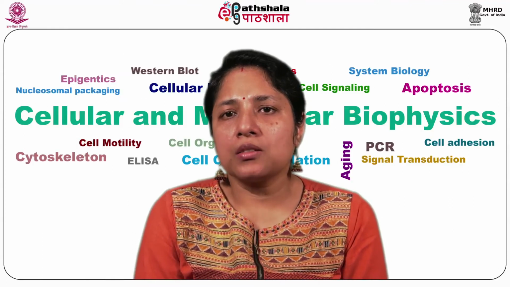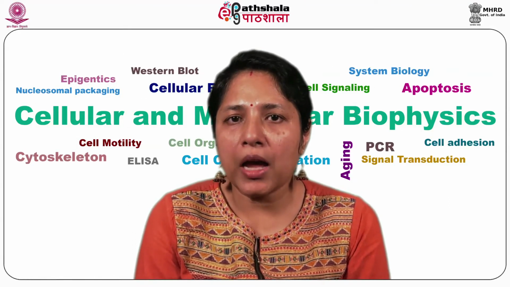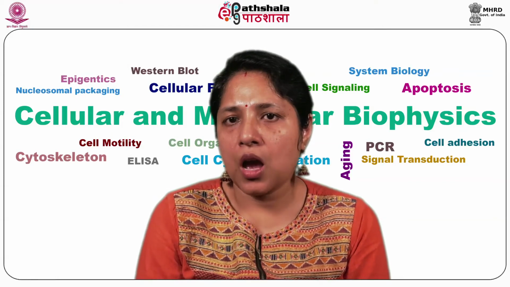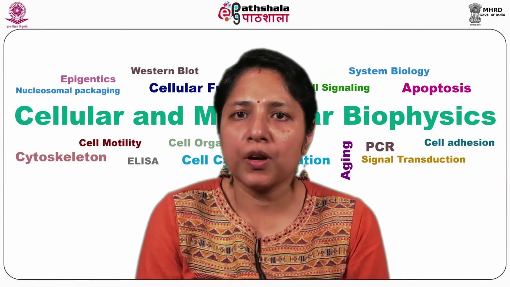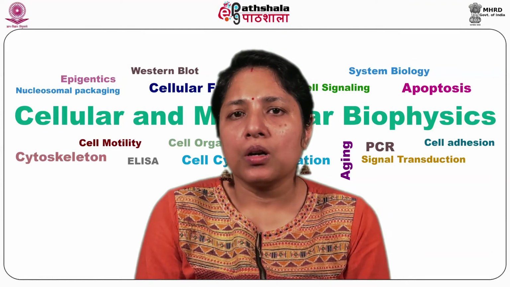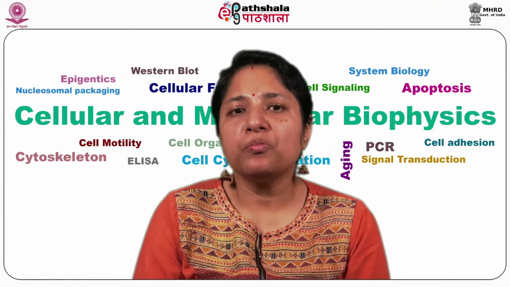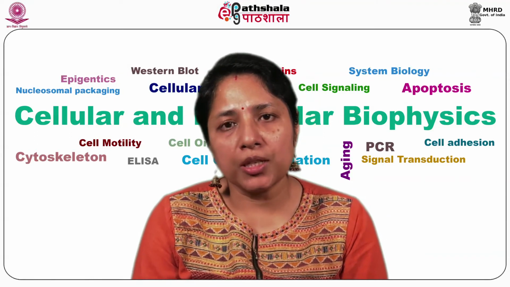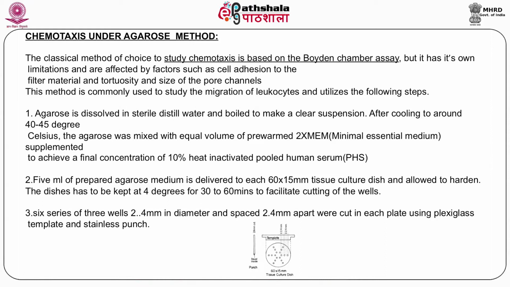Now agarose is dissolved in sterile distilled water and boiled to make a clear suspension. After cooling to around 40 to 45 degrees, the agarose is mixed with an equal volume of pre-warmed minimal essential medium containing serum. 5 ml of the prepared agarose medium is delivered to each 60 by 15 mm tissue culture dish and allowed to harden. The dishes have to be kept at 4 degrees for 30 to 60 minutes so that it is solid enough for cutting wells.